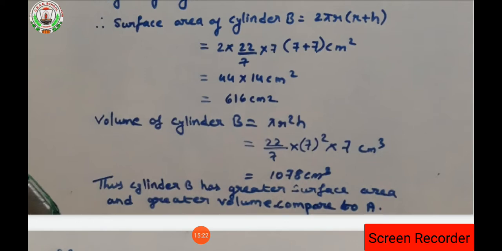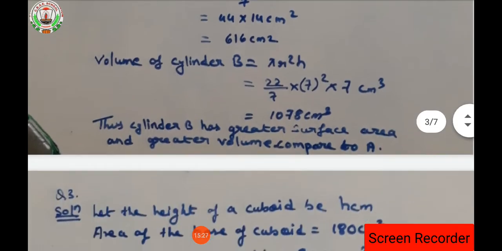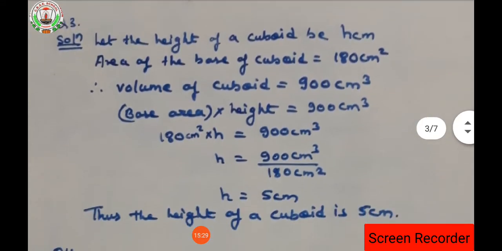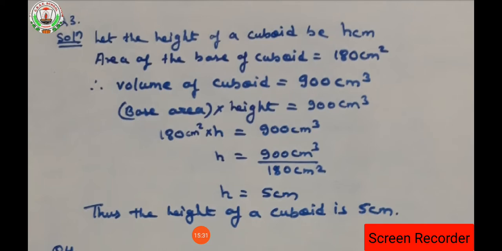Okay, the cylinder B has greater surface area and greater volume compared to A. Clear everyone? Hope you people understood the question. Now let's see question number 3.